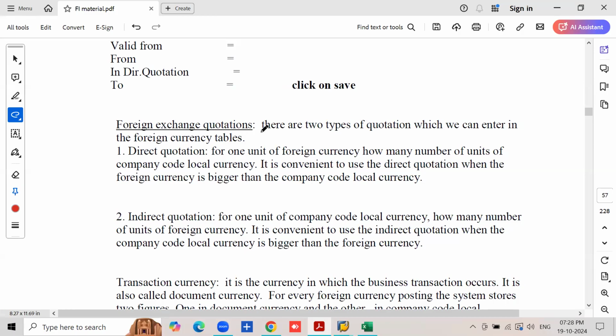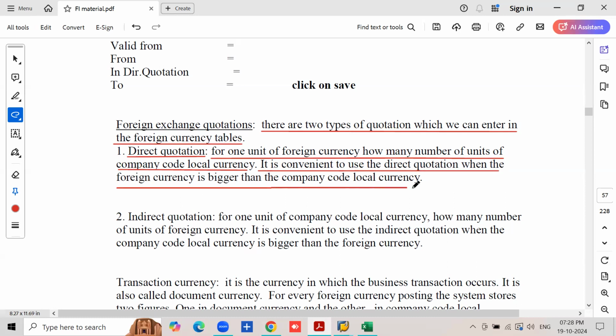Foreign exchange quotations. There are two types of quotations which we can enter in the foreign currency tables. Number one, direct quotation. Direct quotation means per 1 unit of foreign currency, how many units of company code local currency we get. It is convenient to use the direct quotation when the foreign currency is bigger than the company code local currency.